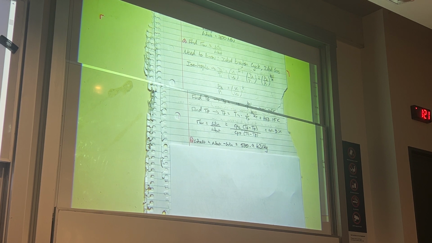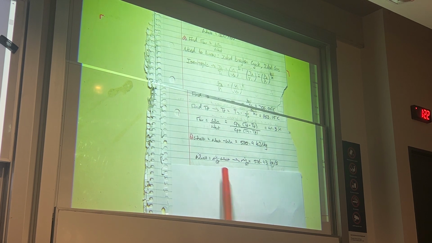And then we know that our absolute work is our mass flow rate times our specific work. So you can see all we have to do is divide our absolute work by our specific work, and we get our mass flow rate, which comes out to be 516.43 kilograms per second.